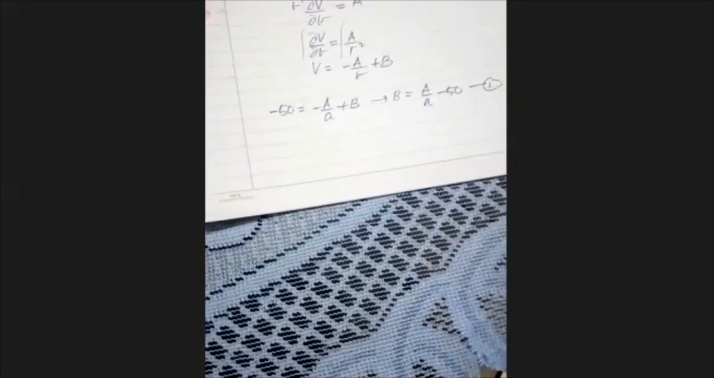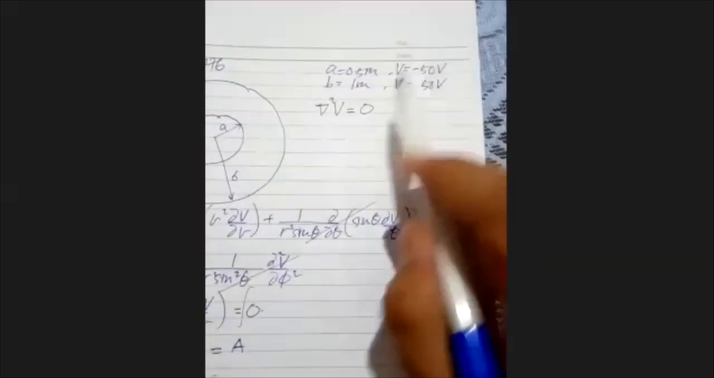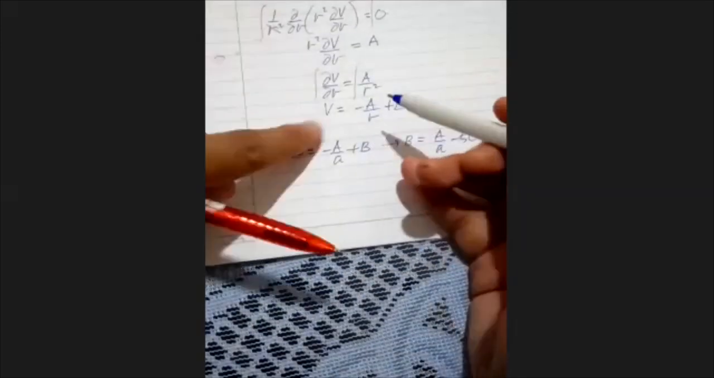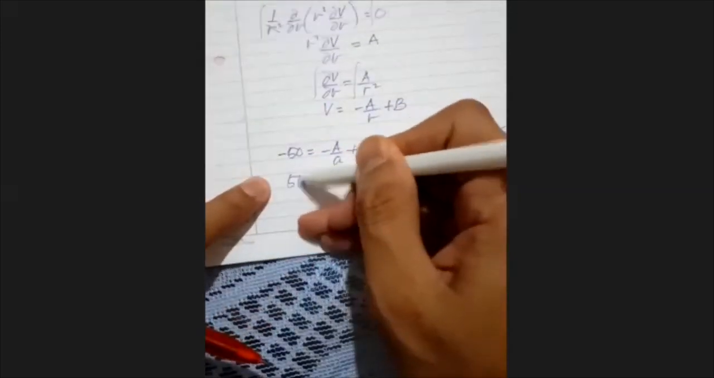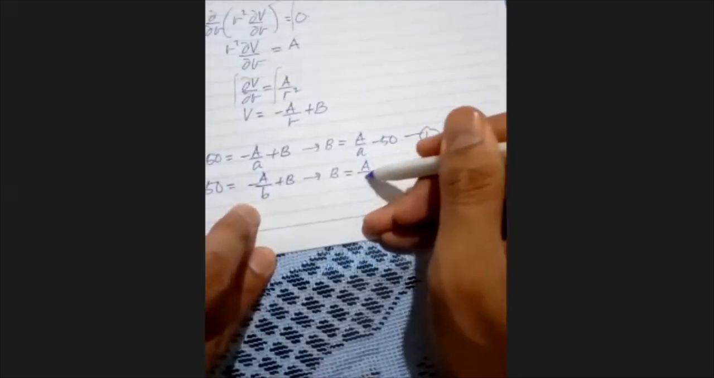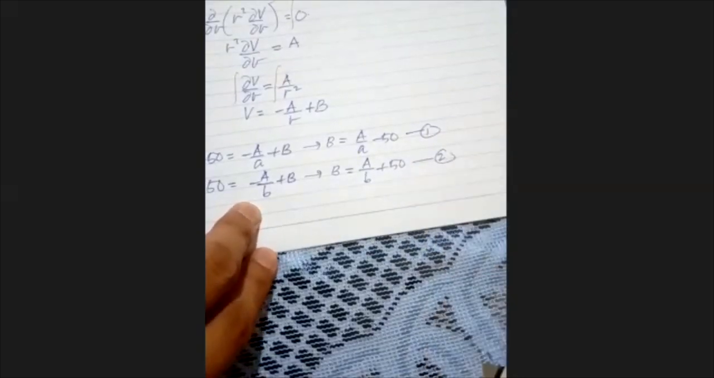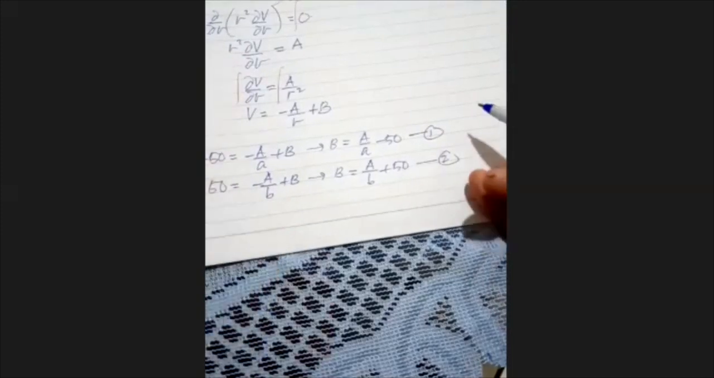Again, put in the second boundary condition as shown here. When r equal to b, your V becomes 50. So put here V equal 50, negative a over b plus b. Again, now get the b value. The b here is equal to a over b plus 50. That's your second equation. Okay? So now let's equate them. We know that.